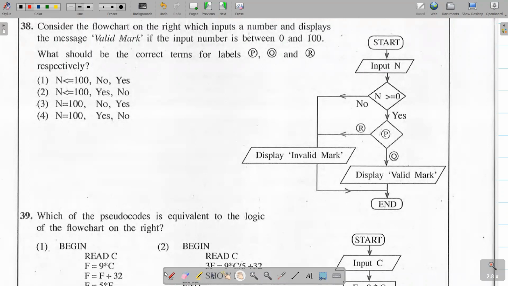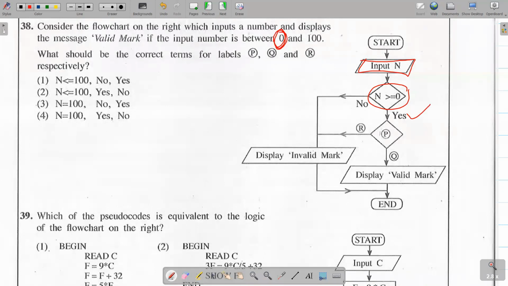So what they are trying to do is they take a number and they check whether it is in between 0 and 100. If both the conditions are satisfied, then it says a valid mark. So here it checks whether the n is larger than 0. N is the one which takes as the input. If it is larger than or equal to 0, that means one condition is okay. It is greater than 0.